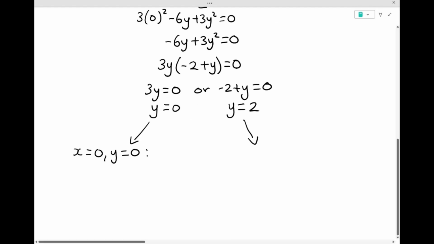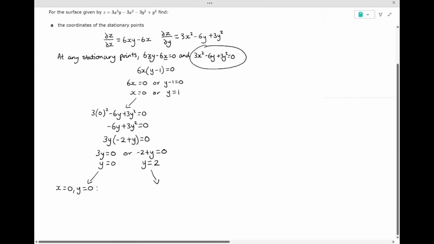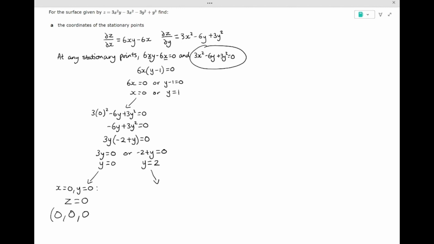Now we have to find what z is going to be. So I'm just going to zoom out so we can see the initial function. Again, we're going to substitute x equals 0 and y equals 0 into there. And actually, this is a fairly easy one to do. Since every term has x or y as a factor, the z coordinate is also going to come out as 0. So I'm not actually going to write out the substitution, but our stationary point is (0, 0, 0).